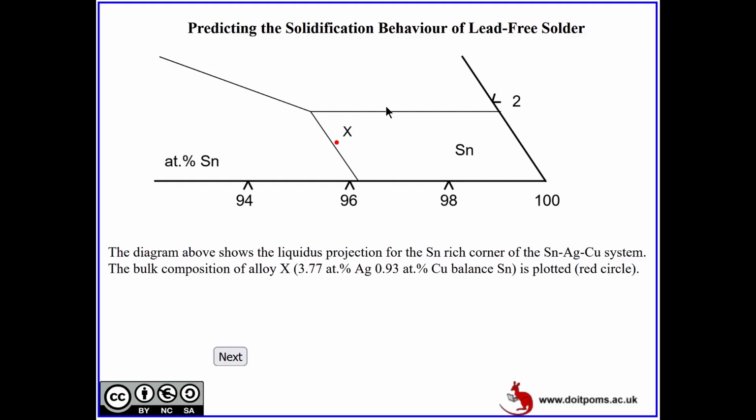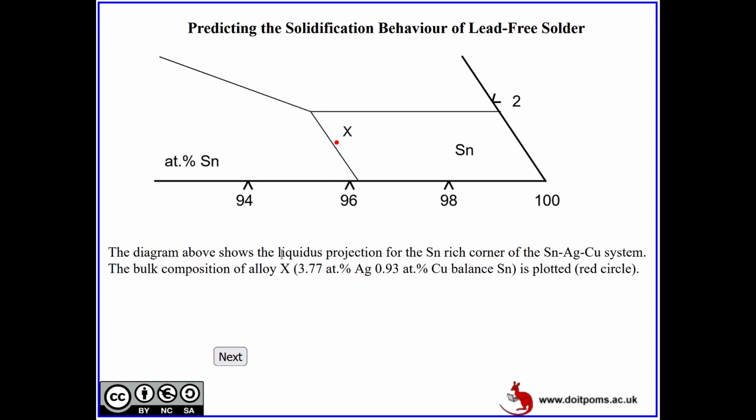So in this, we are going to see predicting the solidification behavior of lead-free solder. So this is going to be a tin-rich alloy. The composition is marked here. So the tin-rich corner of the diagram is given here. On this side it is copper at this extreme end, and at this extreme end it's going to be silver. So here we have tin content mentioned in the axis.